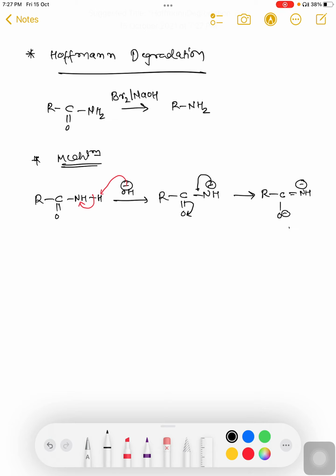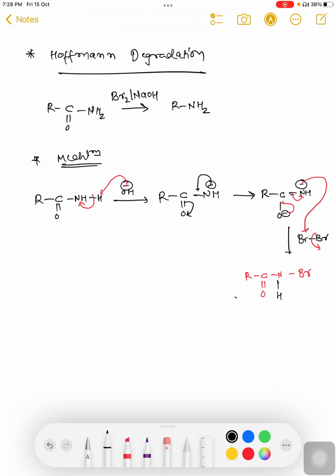Now when we add bromine, Br2, what will happen? There will be reversal of charge. The charge on the nitrogen atom will attack the bromine atom, and Br minus will depart. So we can write this structure as R C double bond O, N H and Br. So this is the first step. Now this hydrogen atom I am purposefully writing as a separate atom.